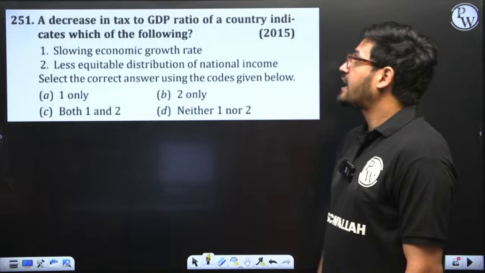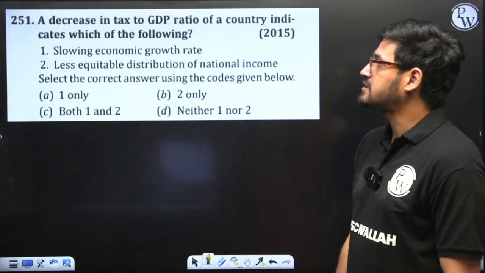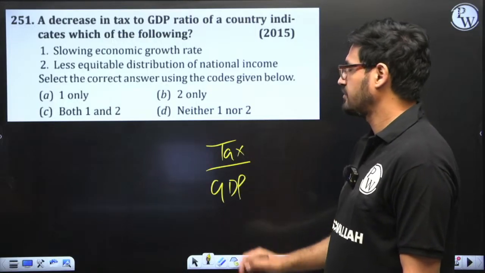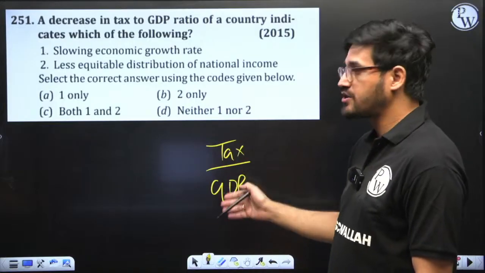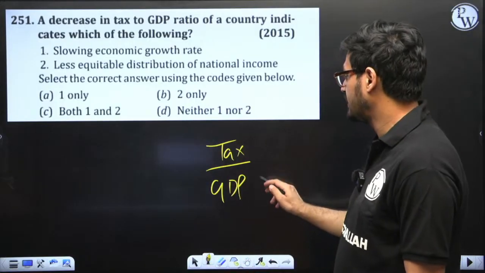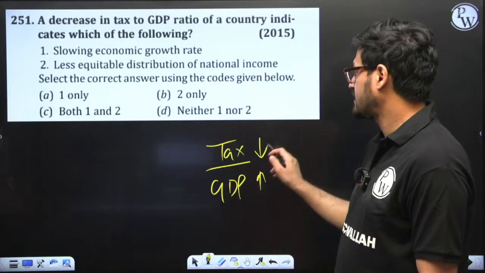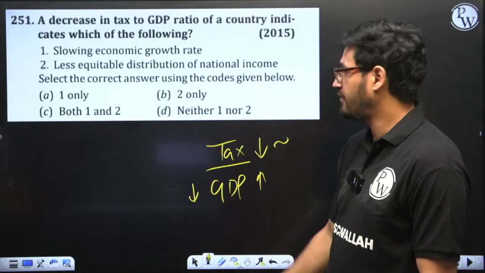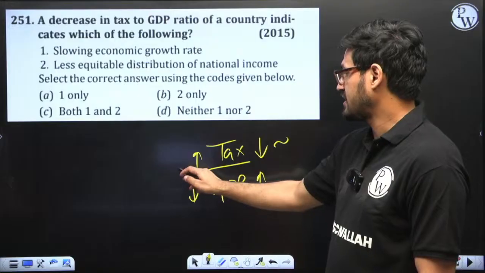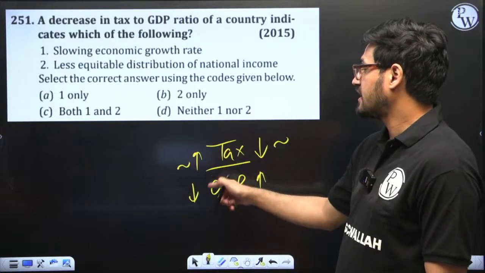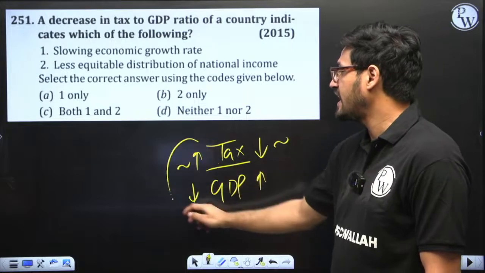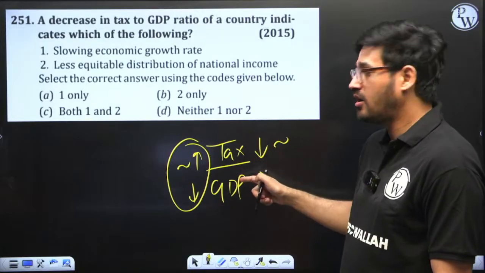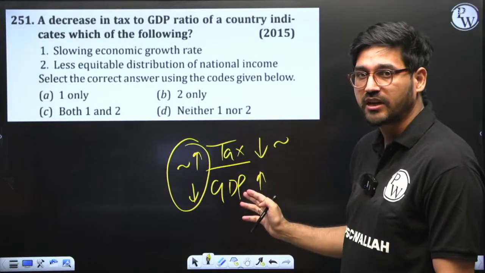A decrease in tax to GDP ratio of a country indicates which of the following. Now, tax to GDP ratio would mean taxes collected upon the GDP. A decrease in this ratio, because it's a ratio, would mean what? It would mean either GDP is increasing while the taxes remain constant or decreasing, or the GDP is decreasing itself while the taxes are increasing, right? Or they may stay constant for that matter. If taxes increase and GDP decreases, this is going to lead to an increase in the tax to GDP ratio. A decrease would be caused if the numerator declines or the denominator increases, or both happen at the same time.